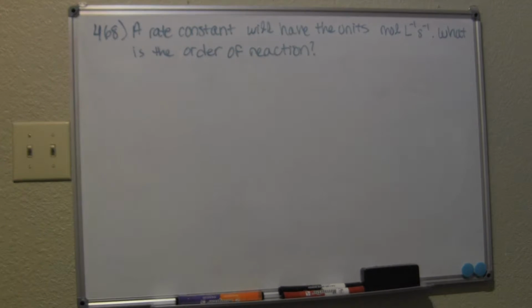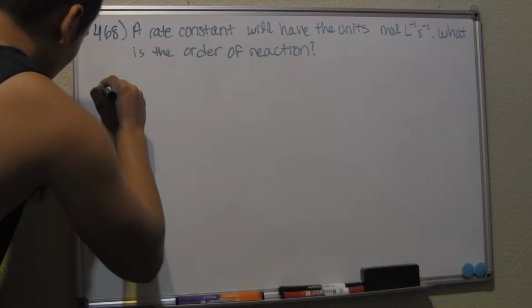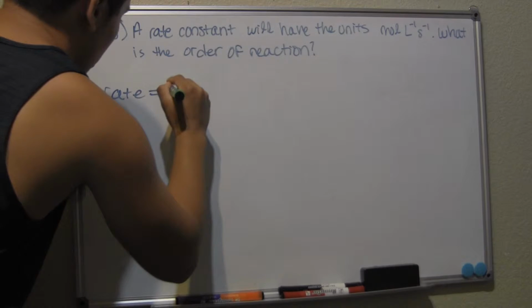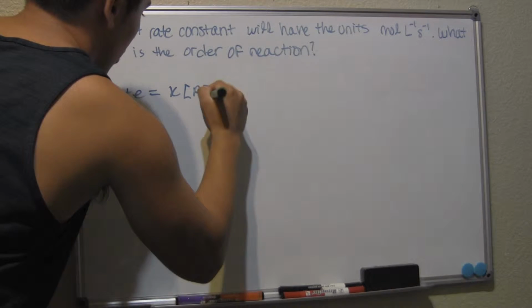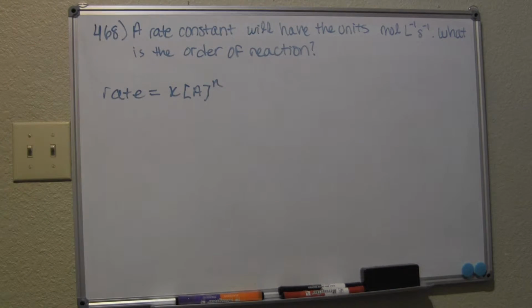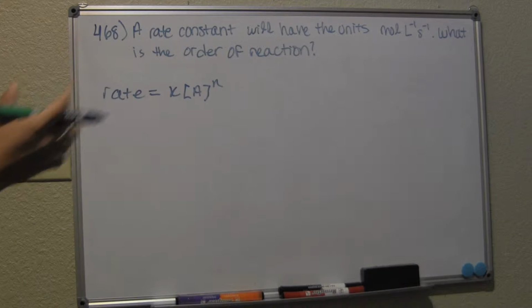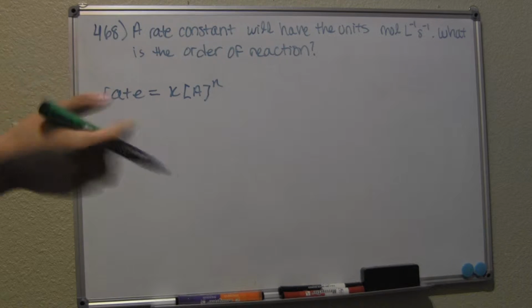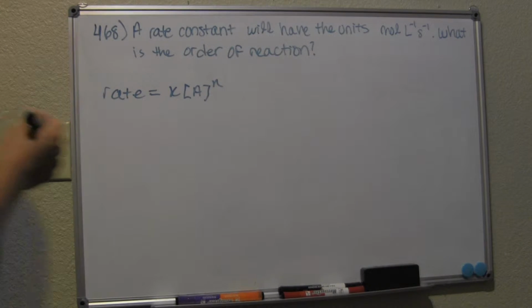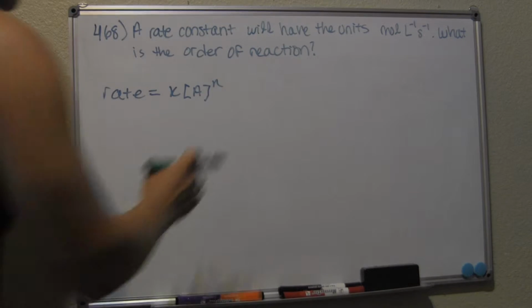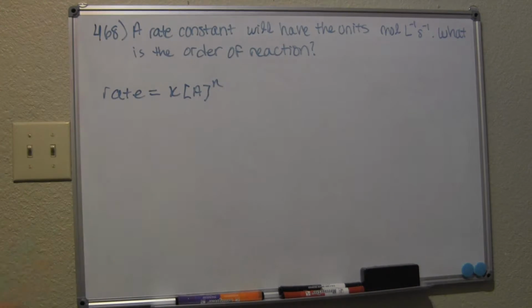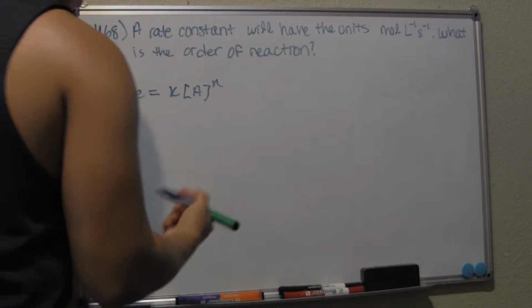Alright, so we know that the rate law is rate is equal to K times concentration to the n power. Let's say your reaction here is 0th order. Or actually, let's start with second order, just to switch it up. So second order, which means n is going to be equal to 2. I'm going to show you how the units can give you the reaction order.